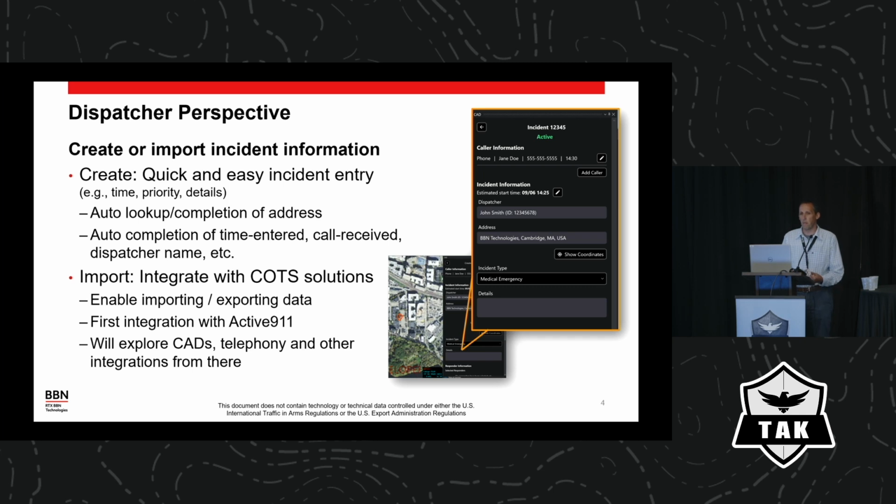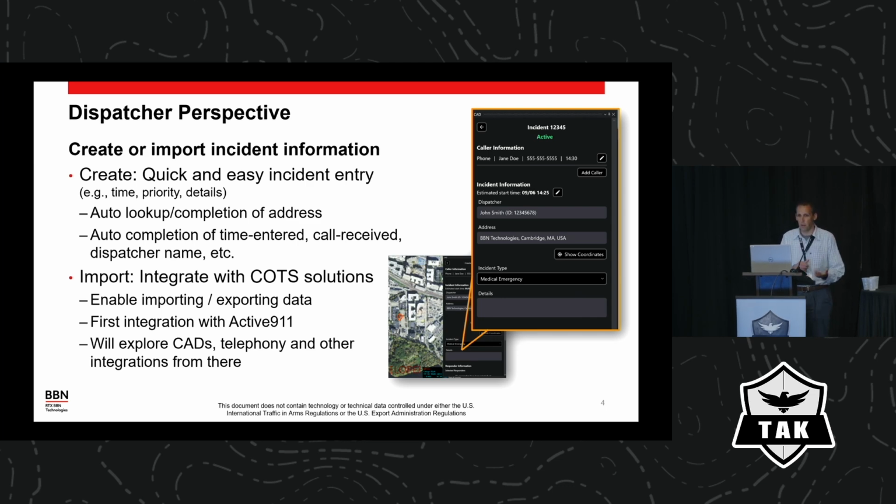And the goal here is to make it as easy as possible, right? Auto lookup of addresses, auto completion of the time that this is all entered, that the call was received, of the dispatcher and their call sign or their name, and allow you to fill out all of that information and then bring it into the rest of the system, which we'll see in a moment. Or if you're using another CAD solution, to import that data into TAC CAD as if it was manually entered here, but pull it from an API from some other system.